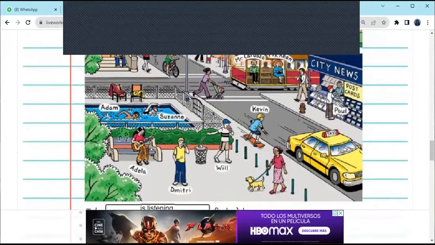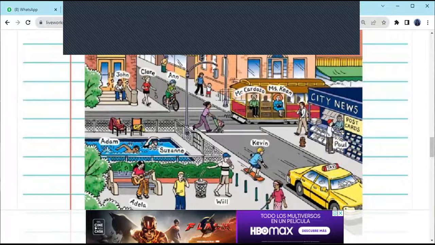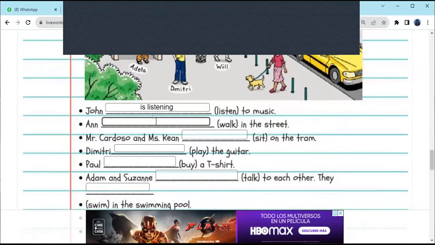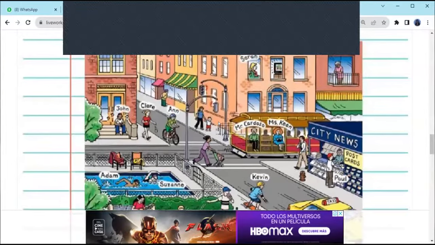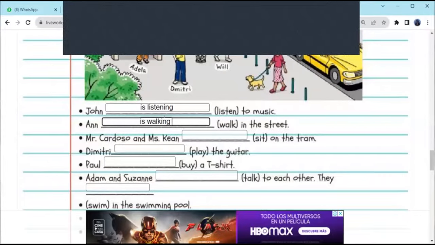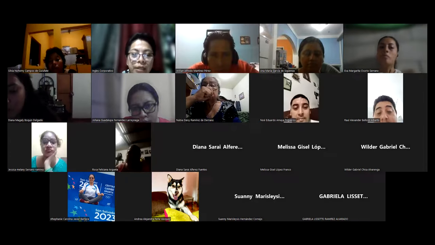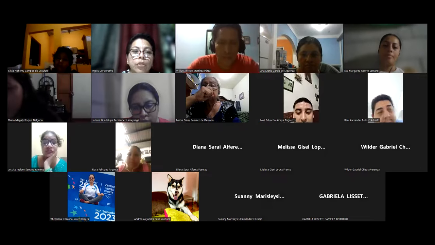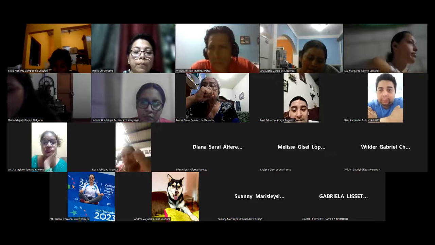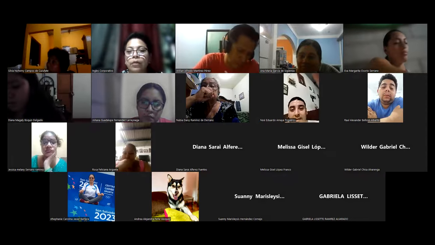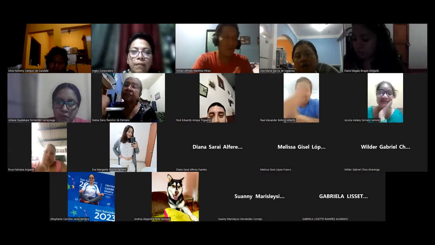Anne, where is Anne? Anne is riding a bike. Okay, Anne is walking. Yes, that's true. Maybe it's another, walking in the street. Okay. So Anne is walking in the street. So to complete this exercise with your group, you have to share the screen. Work together, collaborate, practice the exercise with your group. Don't be stuck-up in the group, okay? Everybody has to participate in the group.